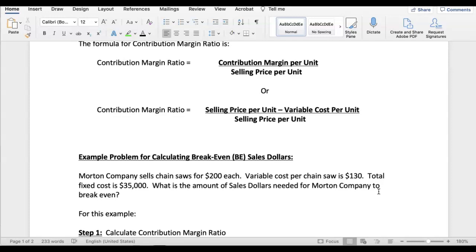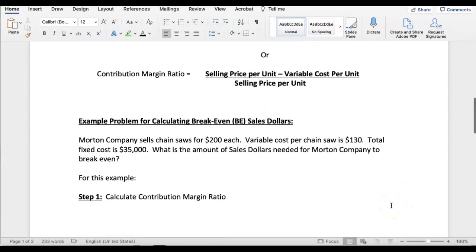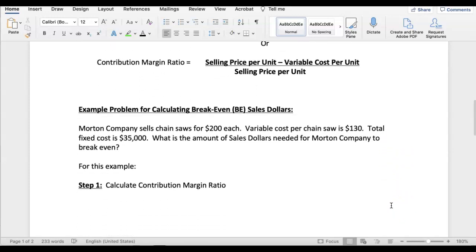Morton Company sells chainsaws for $200 each. Variable cost per chainsaw is $130. Total fixed cost is $35,000. What is the amount of sales dollars needed for Morton Company to break even? So for this one, we have step one, which would be to calculate the contribution margin ratio, since they did not give that to us in the problem.